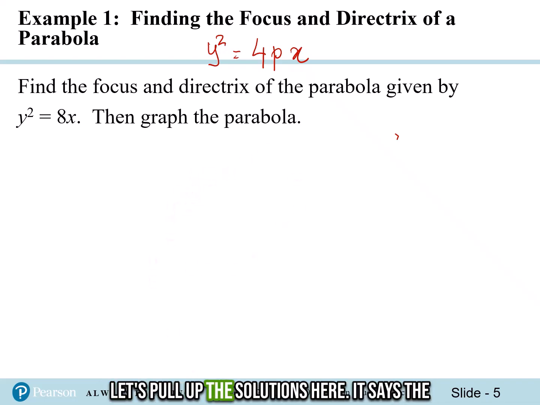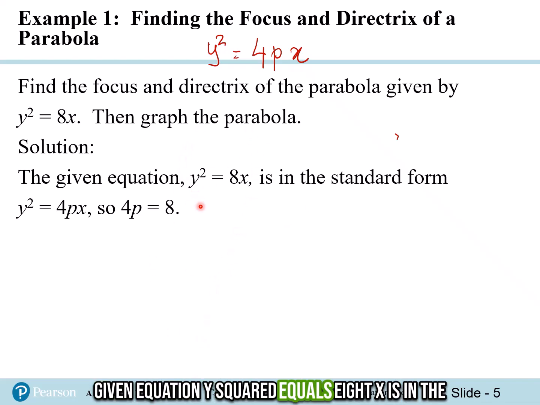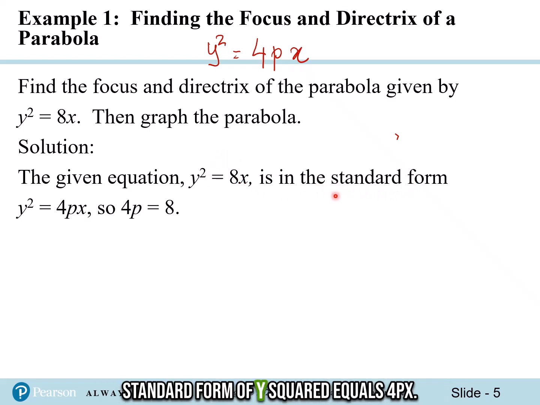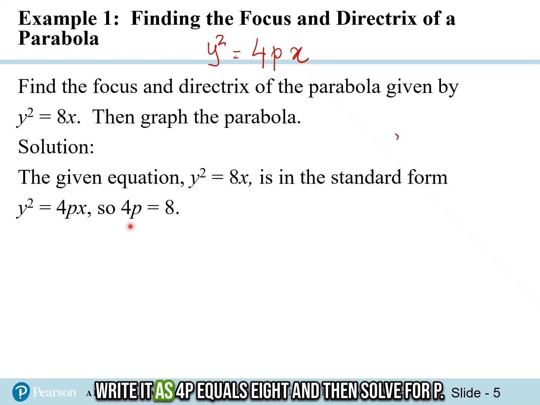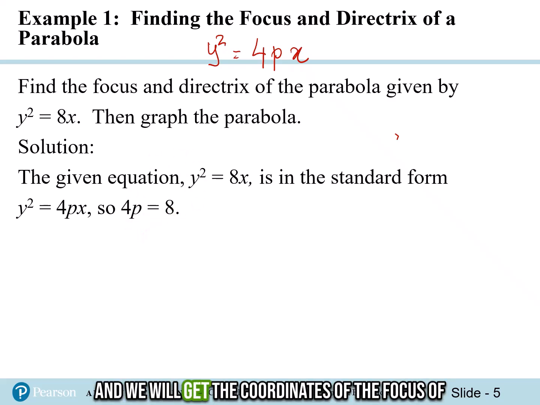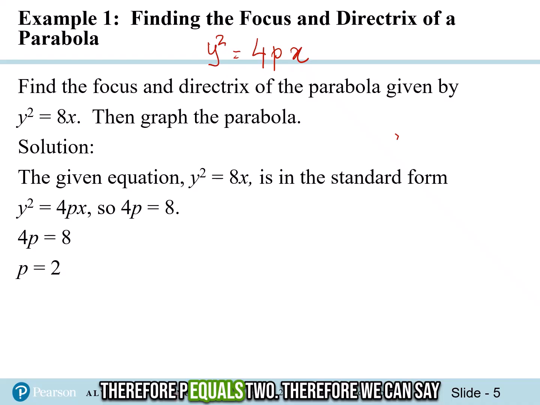So let's pull up the solutions here. It says the given equation y squared equals 8x is in the standard form of y squared equals 4px. Therefore, we can equate 4p with 8 and write it as 4p equals 8 and then solve for p, and we will get the coordinates of the focus of the parabola. Therefore, 4p is equal to 8, therefore p equals 2.